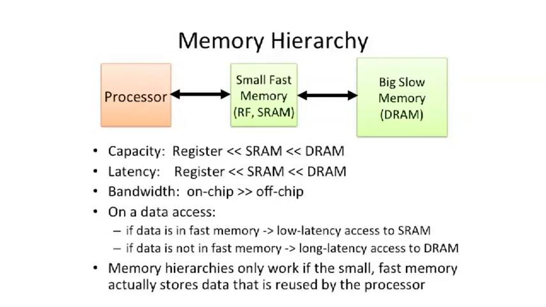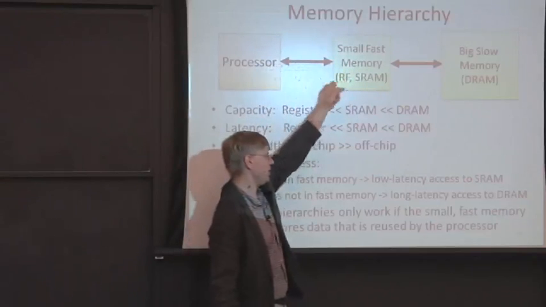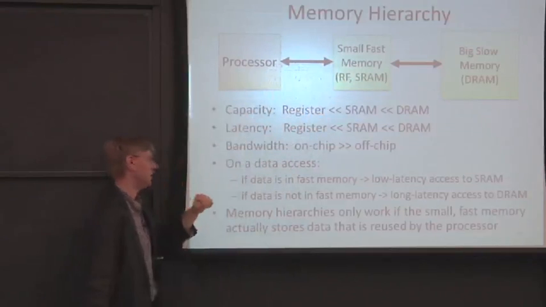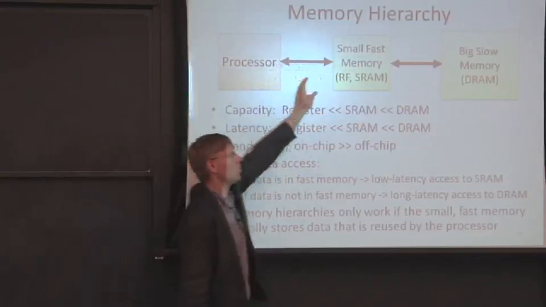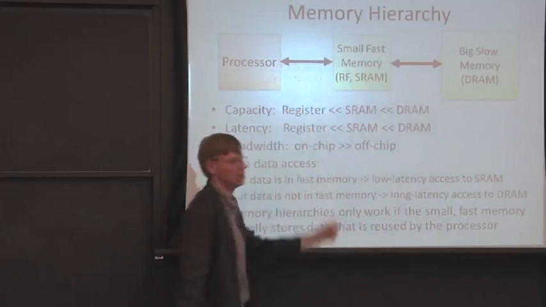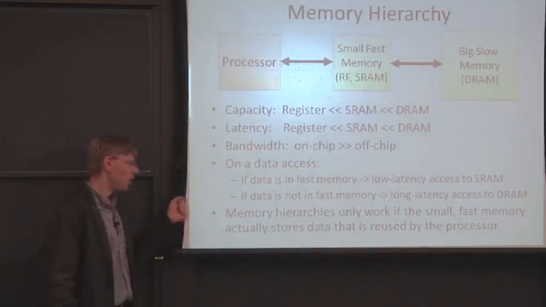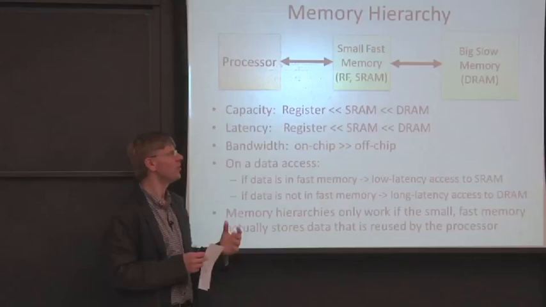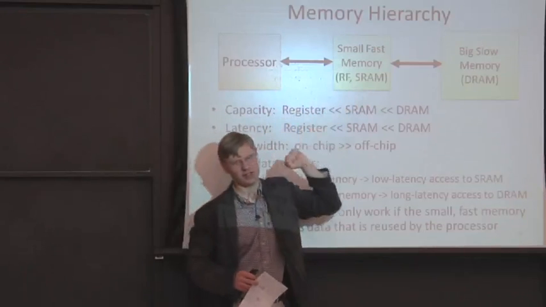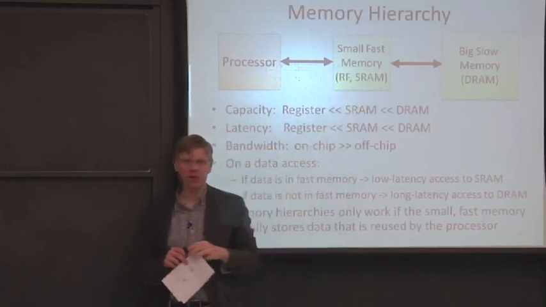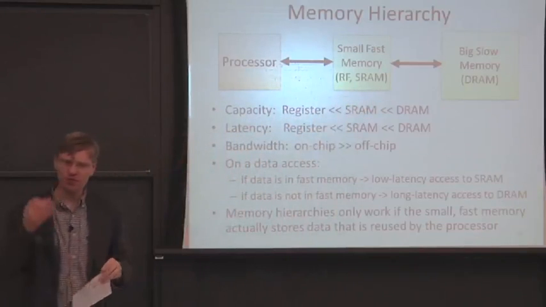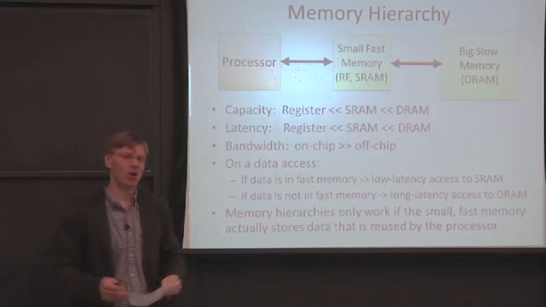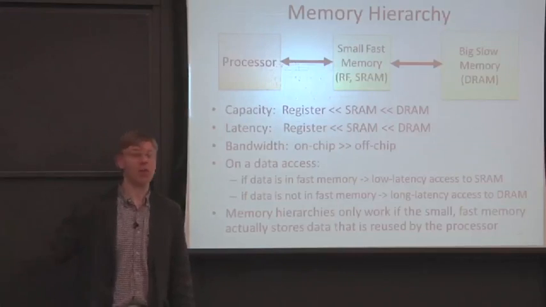OK, so what happens in this memory hierarchy? When we go to access data, if the data is in our fast memory here, we hit in our low latency SRAM, we'll say, and come back. If the data is not in the fast memory, we have to go all the way out to our DRAM and come back. Memory hierarchies work only if you're going to find useful data here. If you build a small, fast memory close by, but you never find any information in there that you need, why did you build this structure? You're just doing extra work and burning extra power.